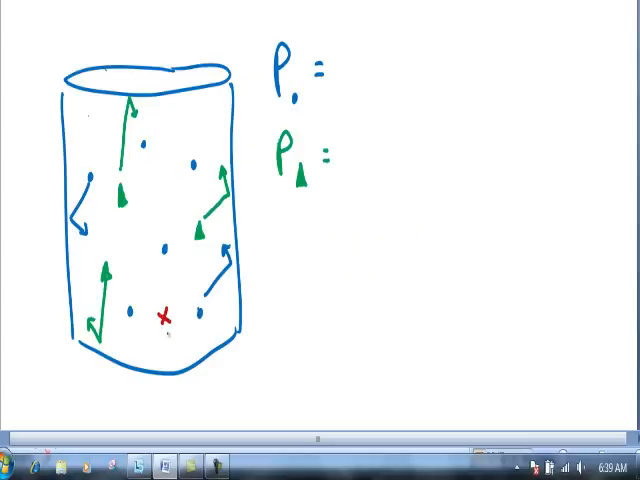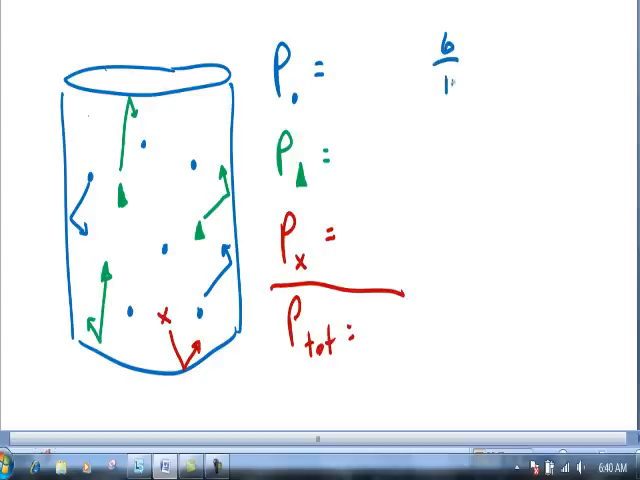With a third gas in the container, gas X, the red X will also make its own collisions with the sides of the container, creating pressure coming from only gas X. Adding all of these pressures together would give us the total pressure that we have in the container, resulting from the sum total of all the different collisions against the sides of the container. If we examine the container, we can see it contains 10 particles. That's our total number of particles of gas.